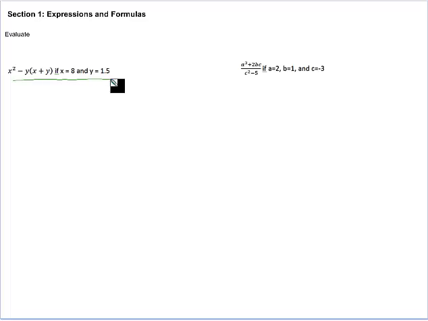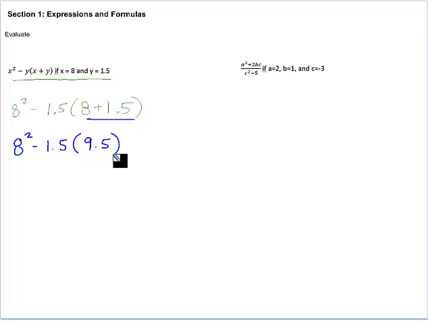So if we want to evaluate this, we need to plug in the values we know. So x is 8. So here we have 8 squared minus y, which is 1.5, times the quantity of x plus y, so 8 plus 1.5. And now we just need to simplify it. So start off, and you want to think of order of operations. Parentheses come first, so we would do the 8 plus 1.5 first. So 8 squared minus 1.5 times 9.5.